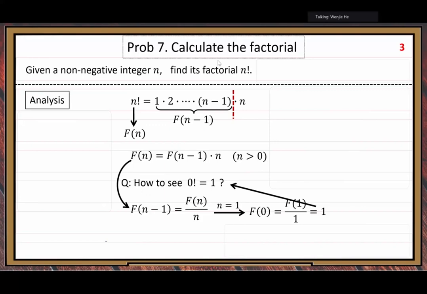So why must 0 factorial be 1? Because it's consistent. Otherwise, if 0 factorial is not equal to 1, then when you apply this formula, you may get trouble: inconsistency, contradiction. So, conclusion: you can see through this simple example.